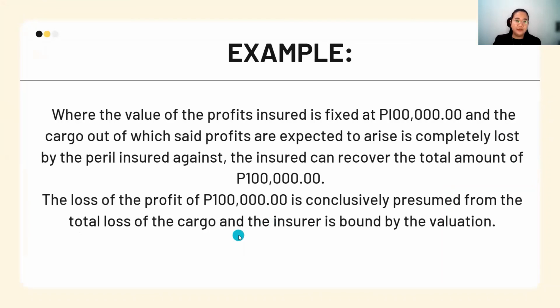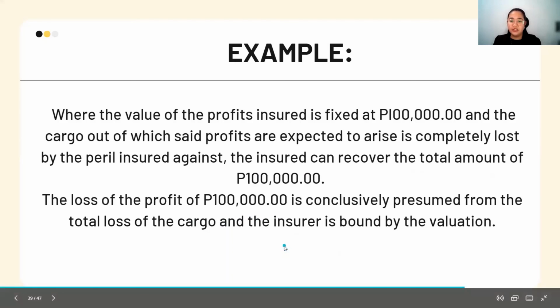So again, we have here an example where the value of the profits insured is fixed at 100,000 pesos, and the cargo out of which said profits are expected to arise is completely lost by the peril insured against. The insured can recover the total amount of 100,000. The loss of profits of 100,000 is conclusively presumed from the total loss of the cargo, and the insurer is bound by the valuation.